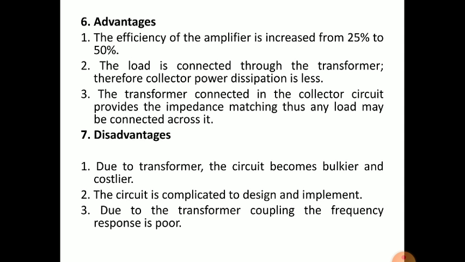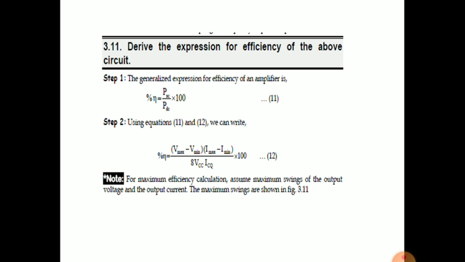So, the disadvantage is due to transformer, the circuit becomes bulkier and costlier, as we know it already. The circuit is complicated to design and implement. Due to the transformer coupling, the frequency response is poor. You can see from the frequency response of the transformer coupled amplifier where we get a bulge like thing. That means the curve is upwards. We get the resonant frequency where the gain will become maximum. So that is a poor frequency response. So that's a disadvantage.